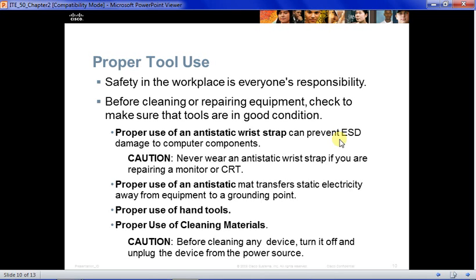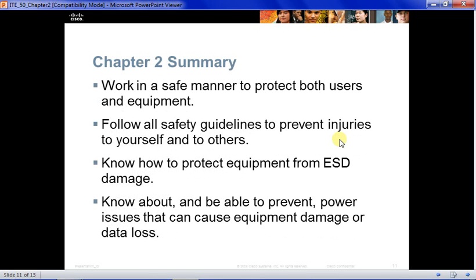So that is the end of chapter 2. So it's a quick chapter, but it is a very important chapter. Make sure you go through and you read all of the components thoroughly of the chapter in your readings. Do any of the labs that are there as you're going along. So remember that working in a safe manner is to protect both users and the equipment. You want to follow all safety guidelines to prevent injuries to yourself and to others.